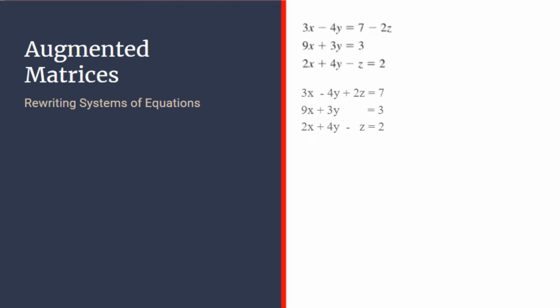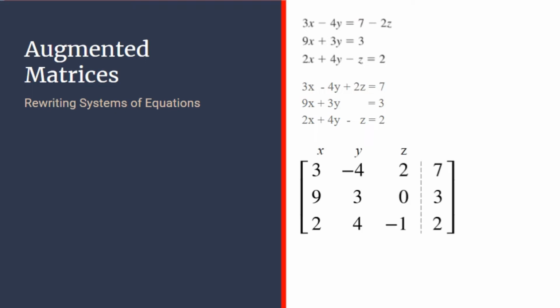When we go to rewrite in matrix form, we call it augmented because it's not just the variables now. You have your 3, 9, 2 that line up with x, negative 4, 3, 4 that are your y variables, or excuse me, y coefficients, and then 2, 0, negative 1. But you also augment it with your solutions, with your answers out there, 7, 3, and 2. That's all there is to an augmented matrix.